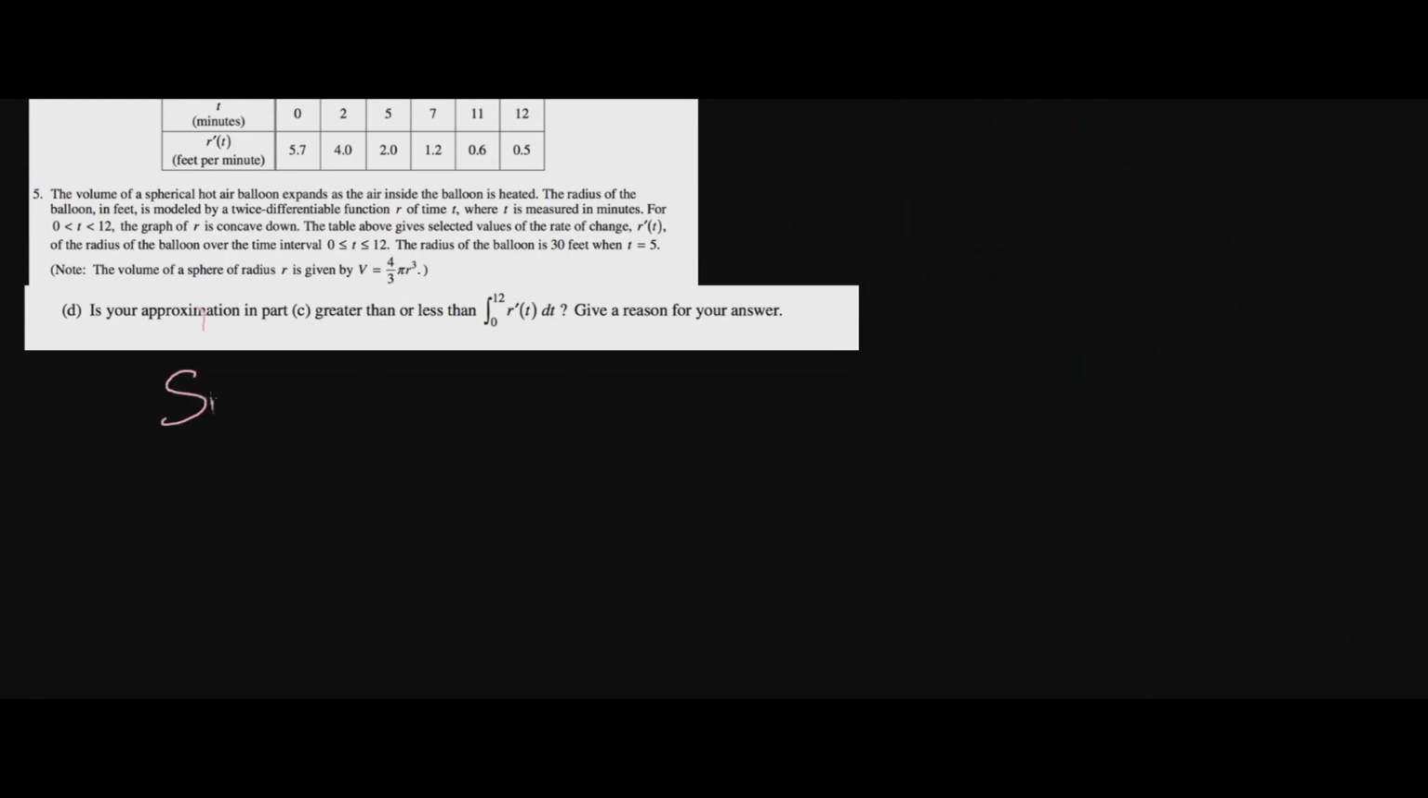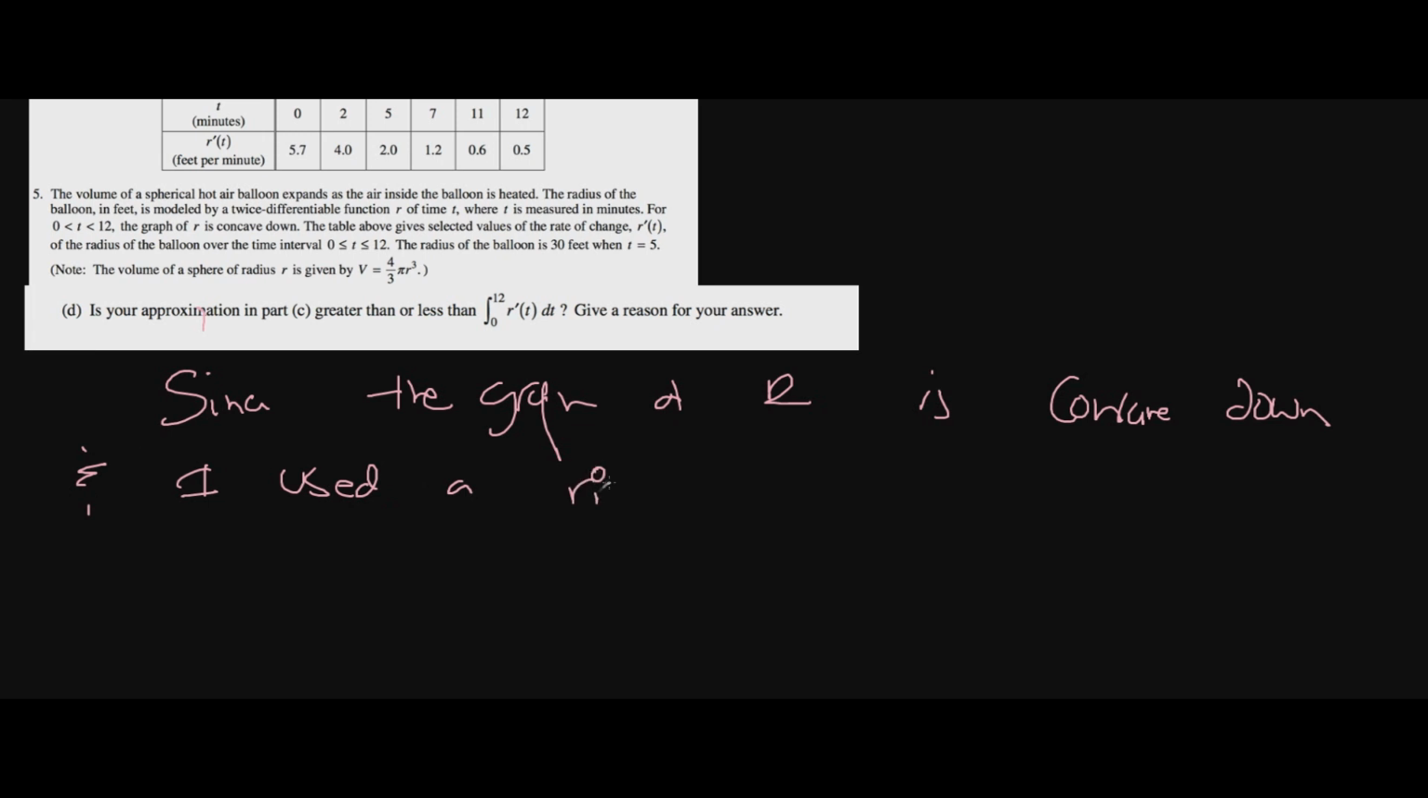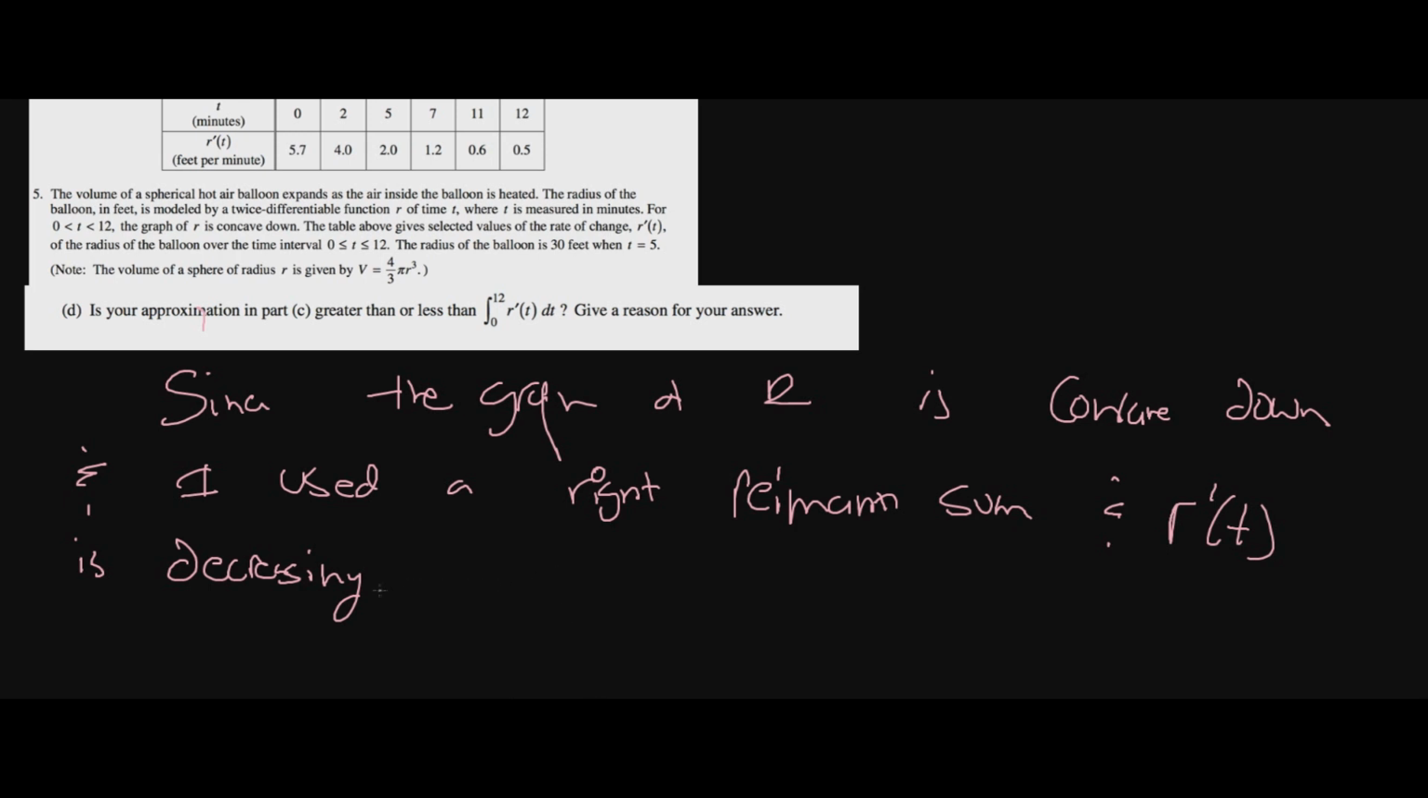So we could say, since the graph of R is concave down, and I used a right Riemann sum, and R prime of t is decreasing, my approximation is less than this integral, which is an under approximation. It's going to be less than. So we can add all that down there.